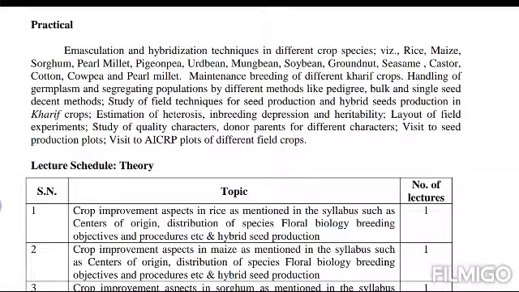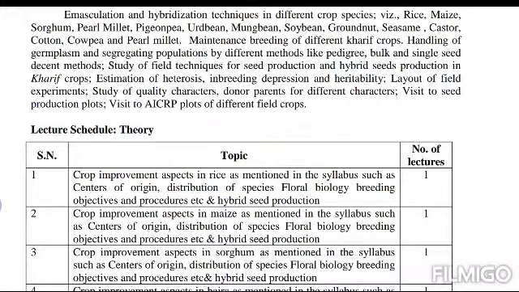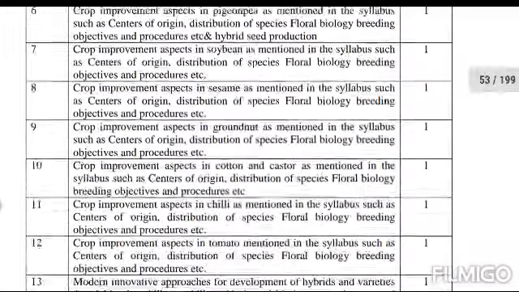methods, study of field techniques for seed production and hybrid seed production in kharif, estimation of heterosis, inbreeding depression and heritability, layout of field experiments, study of quality characters, donor parents for different characters, then visit to seed production plots, visit to AICRP plots of different field crops.